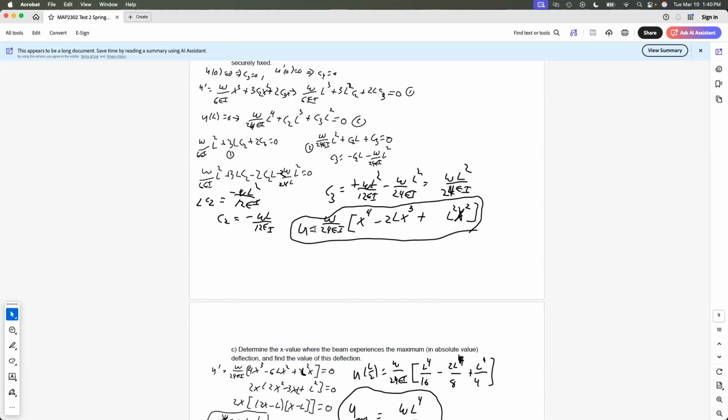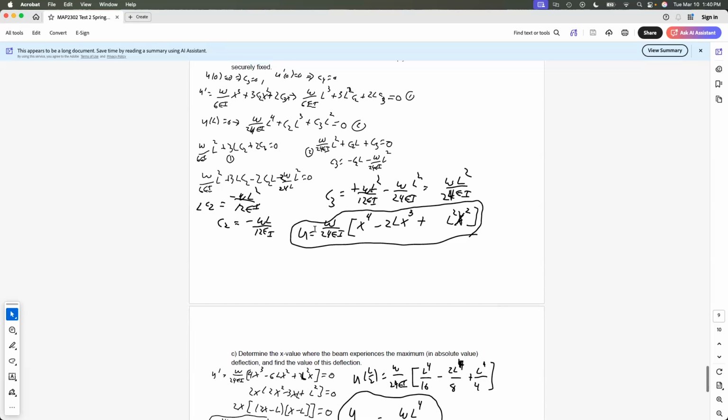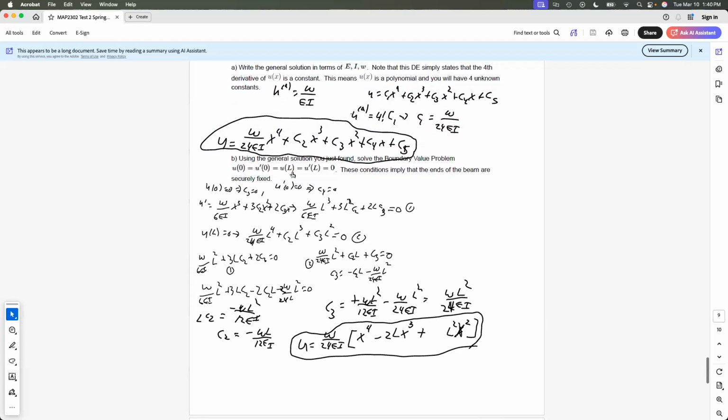Okay, how do you find the maximum of any function? You guys are calculus students. You know this. Take the derivative and set it equal to 0. You're going to get 3 solutions. We already know these two. We know u prime of 0 equals 0 and u prime of L equals 0. Those are going to be 2 of your solutions here.